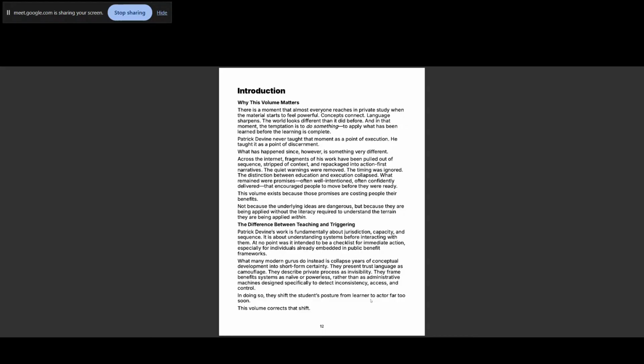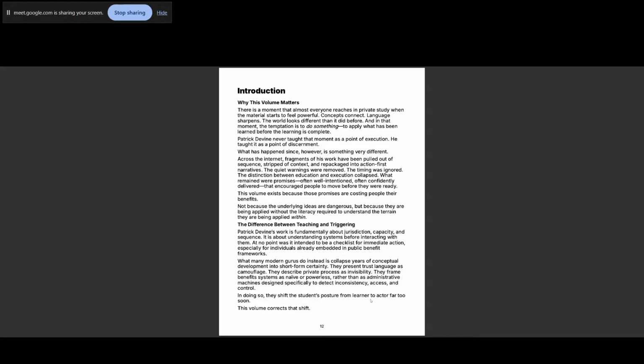Patrick Devine's work is fundamentally about jurisdiction, capacity, and sequence. It is about understanding systems before interacting with them. At no point was it intended to be a checklist for immediate action, especially for individuals already embedded in public benefit frameworks. What many modern gurus do instead is collapse years of conceptual development into short-form certainty.